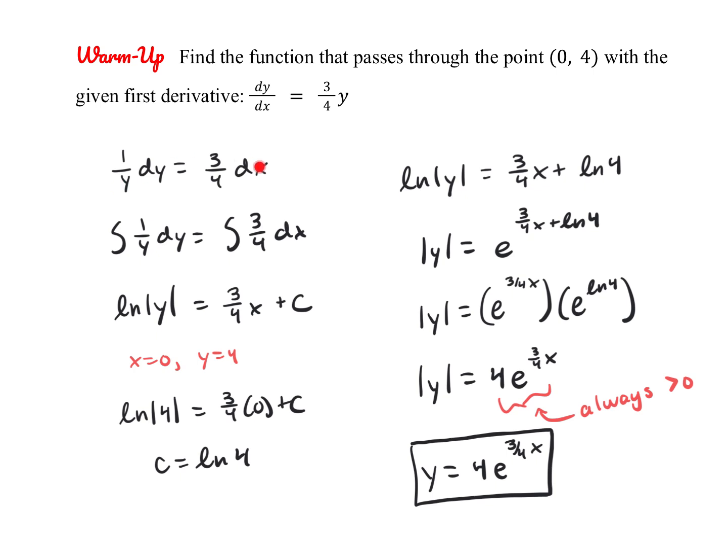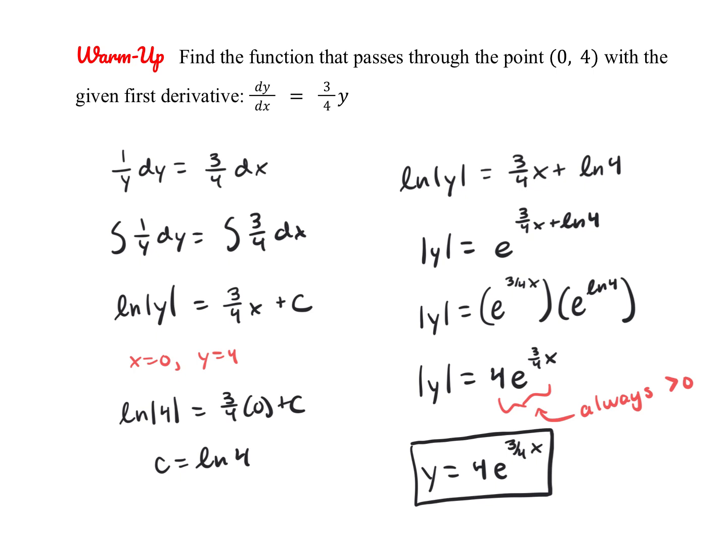So we're going to separate our variables, and then on the right it's just 3/4 dx. Then we're going to integrate, giving us this. And then we could use this point that we know our function passes through to help us find c, which ends up being the natural log of 4. So then from here, all we need to do is try to isolate y.